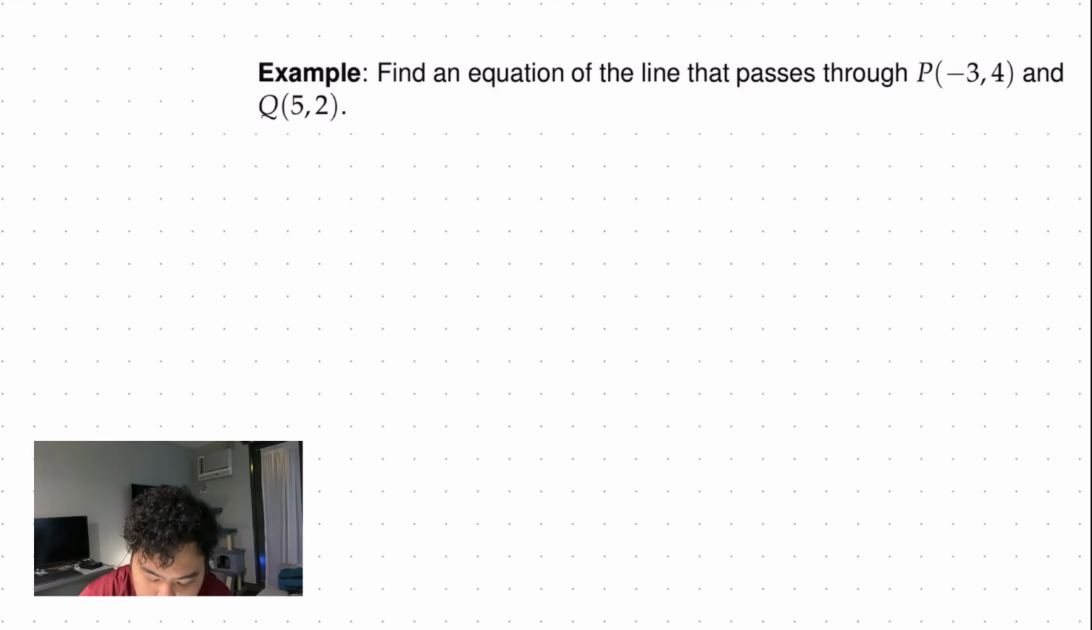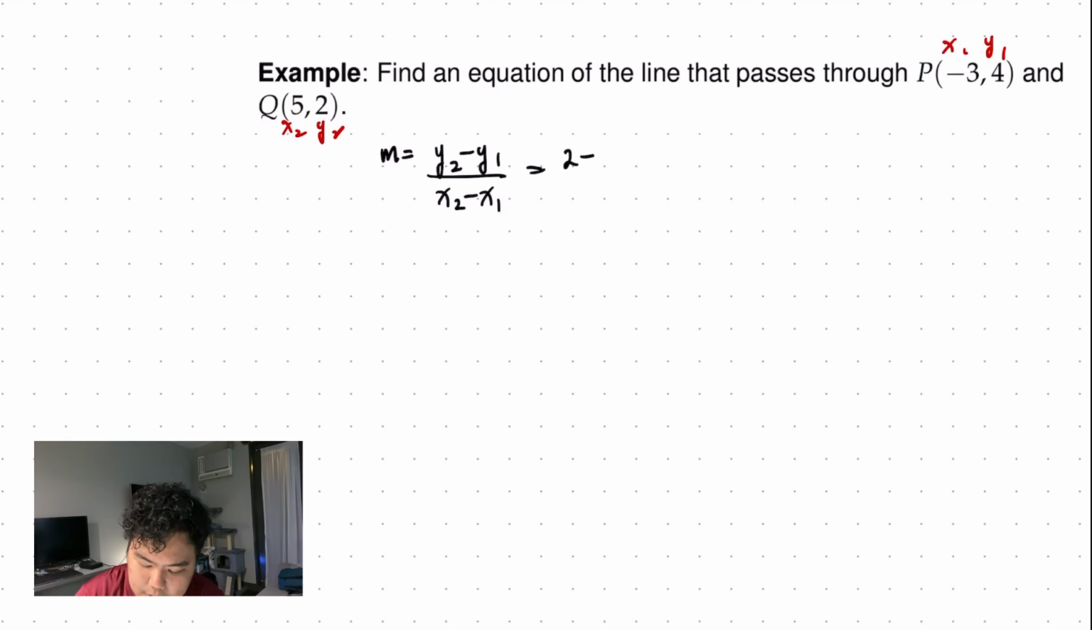So, what is the slope? So, sabi natin, ang slope is y2 minus y1 over x2 minus x1. Iyan ang kailangan. Point tsaka slope lang. You will get the equation of a line. So, let's say this is x1, y1. This is x2, y2. So, we get 2 minus 4 divided by 5 minus negative 3. So, the slope is negative 2 over 8 or negative 1/4.